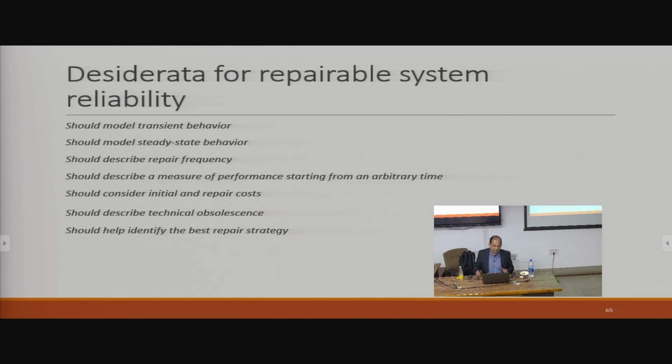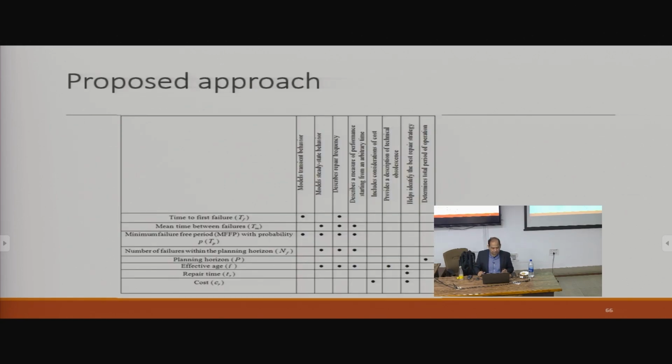You should help identify the best repair strategy and so on and so forth, right? And then finally, determine the total period of operation. So once you come up with a metric like this, then you have some guiding force as to what it is that you want. And we thought that this was pretty exhaustive. I mean, of course, you can think of other things, but we thought that this will capture it more than just the two commonly used ones, right?